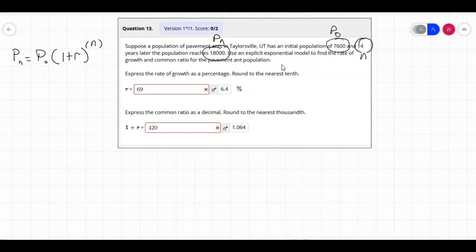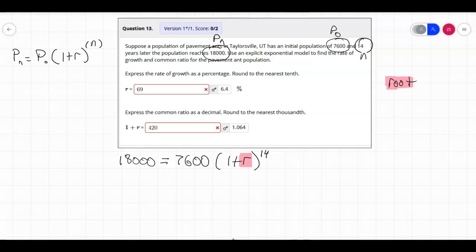So first off, plugging everything into the formula, we have 18,000 equals 7,600, parenthesis 1 plus r, to the exponent n is 14. Now one thing that you will see is if you want to find the rate, you'll end up using a root. Whereas if you're trying to find n, you will use an ln. Although you could use other logs, ln is the most common.